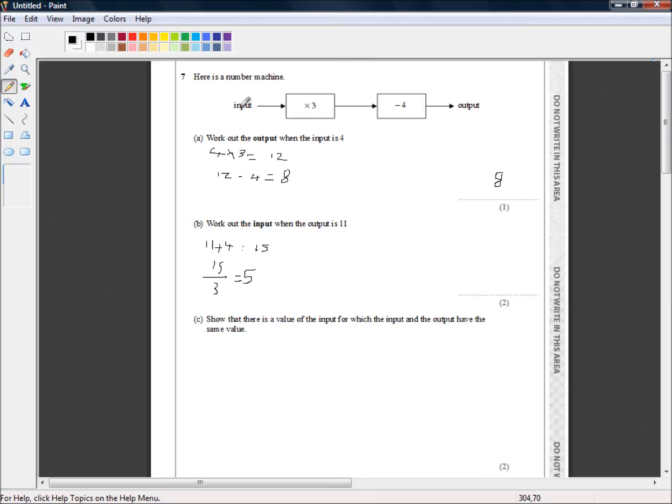So we'll just double check. We start off with 5. We multiply by 3, that gives us our 15. We subtract 4, and that gives us our 11. So the answer they're looking for is 5.